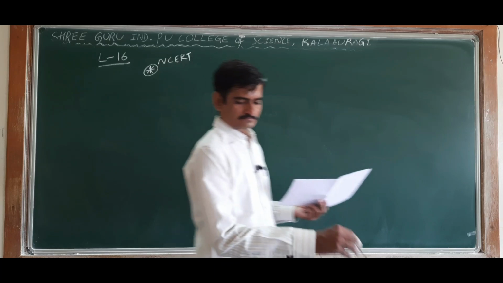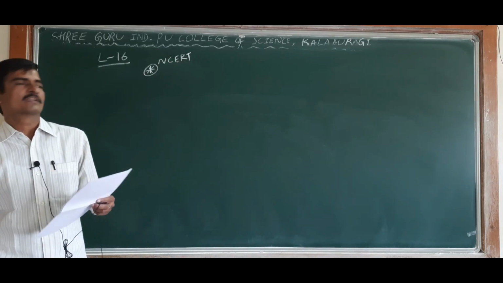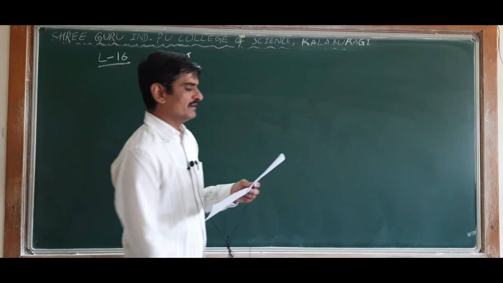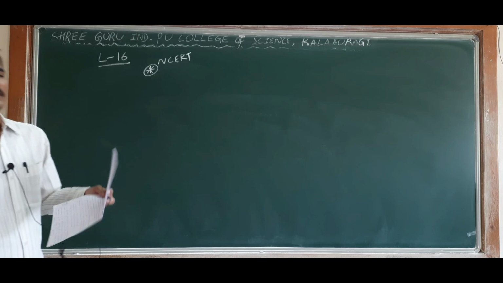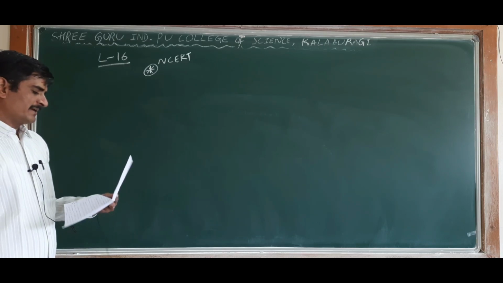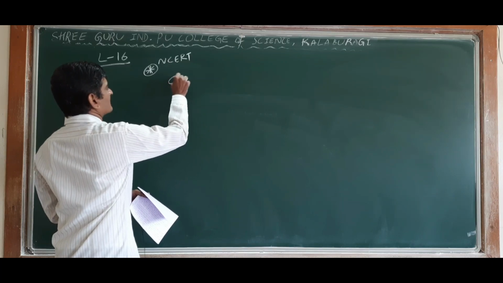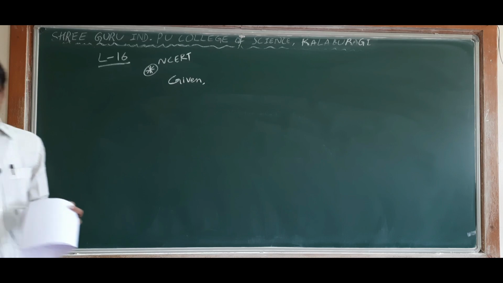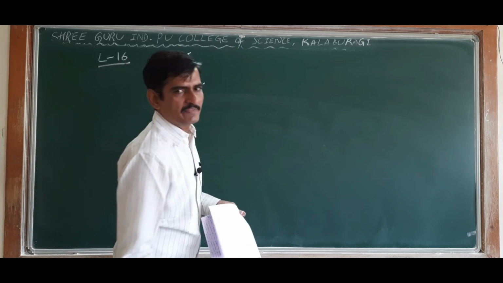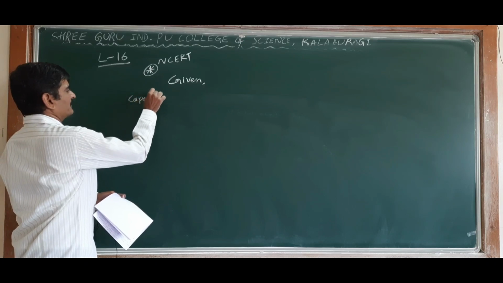Read the question first and understand the question properly, then you can solve. So what have they given? A parallel plate capacitor with air between the plates has a capacitance of 8 picofarad. That is the capacitance of a parallel plate capacitor with air between the two plates.